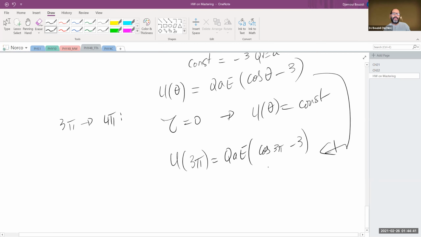And what is cosine of 3 pi? Cosine of, what is it, 360 plus 180? It doesn't matter, it's going to be a negative 1. You guys see that this is a negative 1? Yes. So negative 1 minus 3, that's a negative 4. So now it's going to be negative 4 QAE.